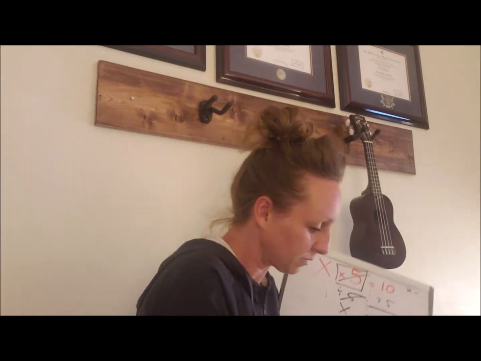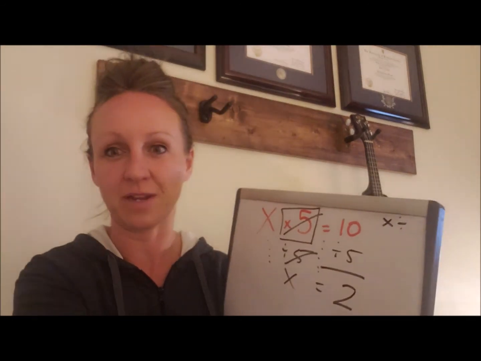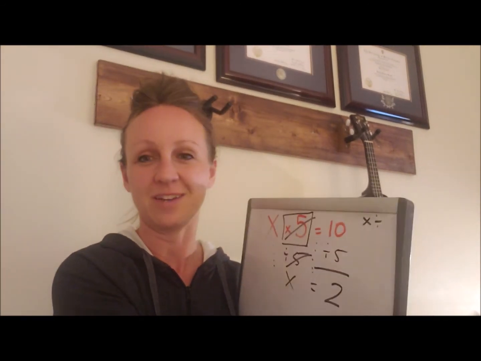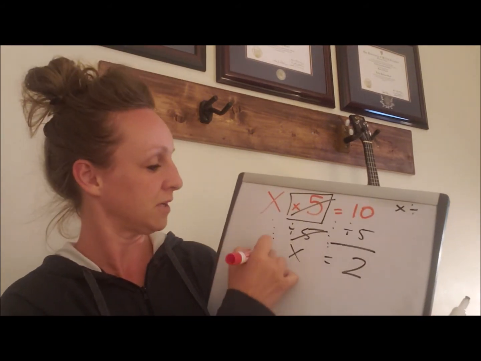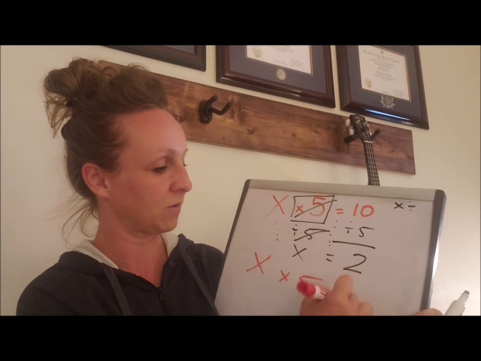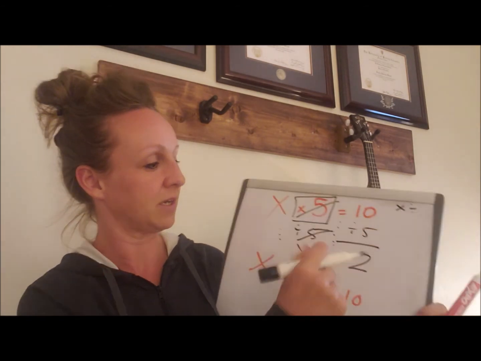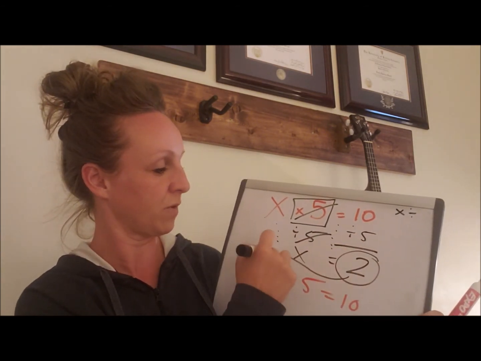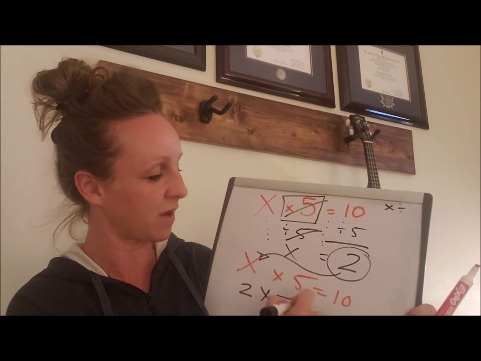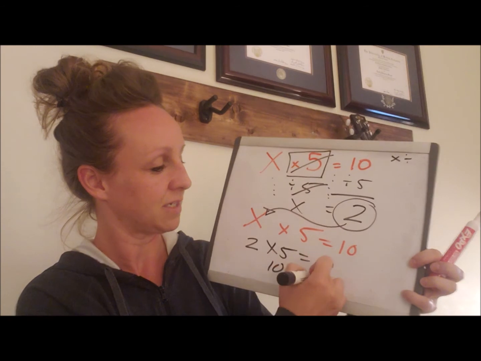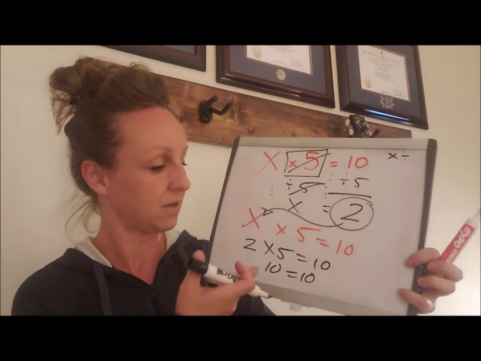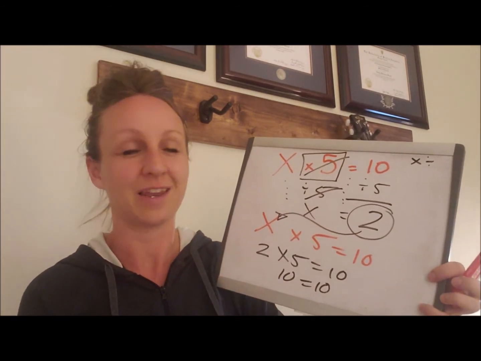And now I'm going to check my answer to make sure that what I have is correct, because I know I'm finished, which is great, but I don't know if I'm correct yet or not. So x times 5 equals 10. So to do this, I'm going to take my answer of 2 and put it in where my x is. So it's going to become 2 times 5 equals 10. We know that 2 times 5 is 10. 10 equals 10. When my answer is correct, that we're the same, then I know that I'm correct.